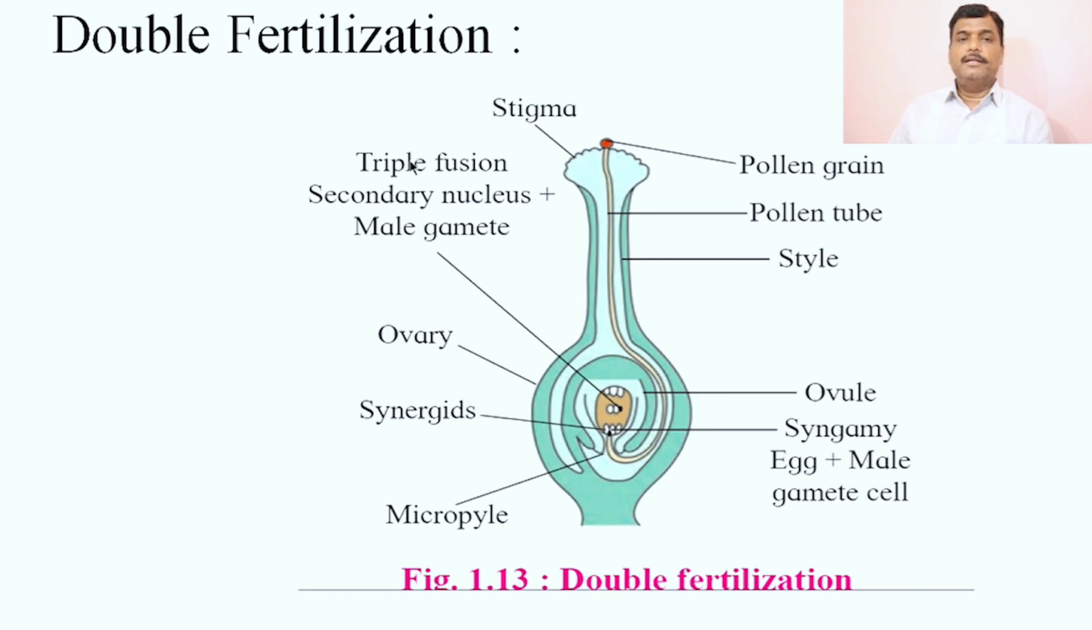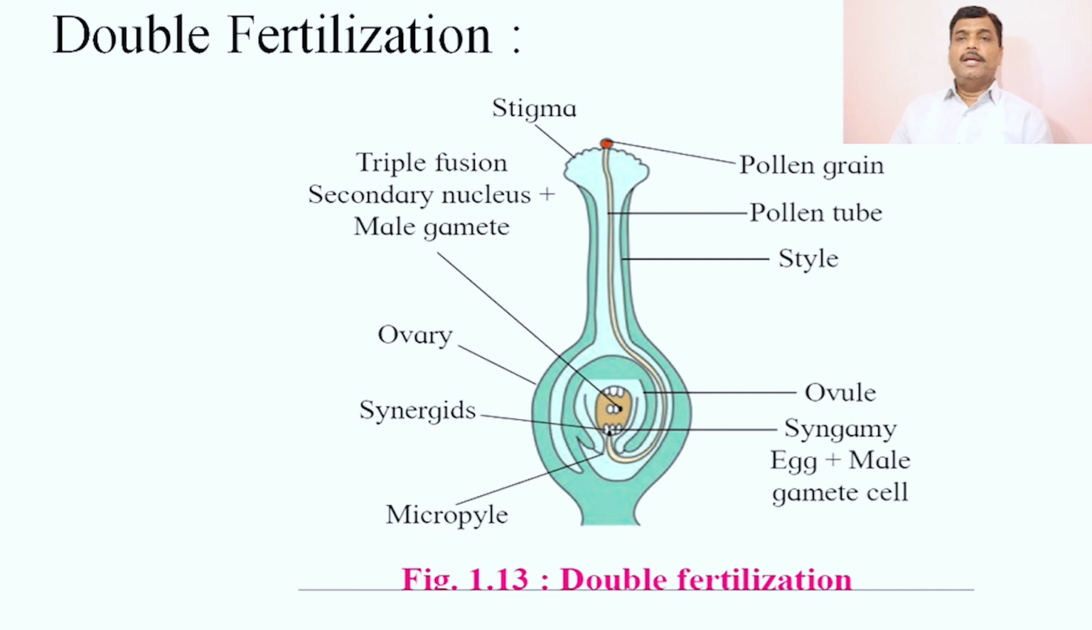In this lecture, we will discuss the process of fertilization in the angiosperm. In the angiosperm, the process of fertilization is known as double fertilization. So this is the diagrammatic representation of the process of fertilization which is carried out in the angiosperm. So why is the process in angiosperm known as double fertilization?